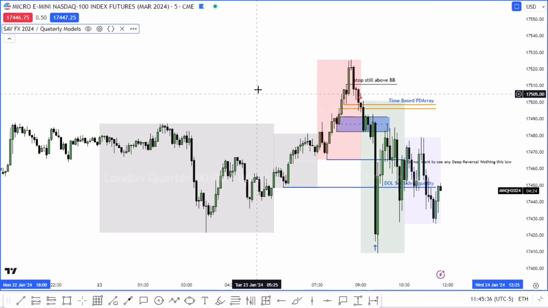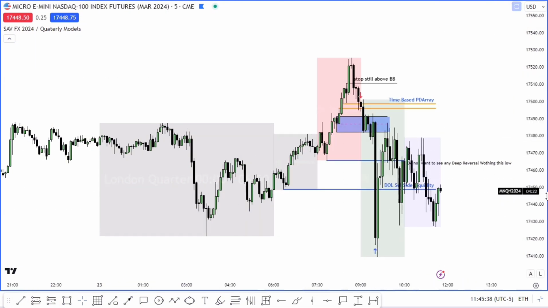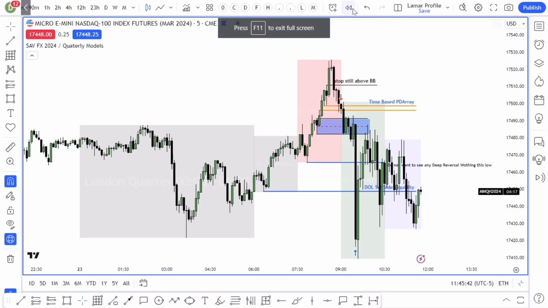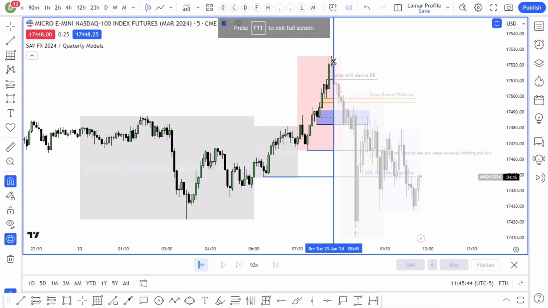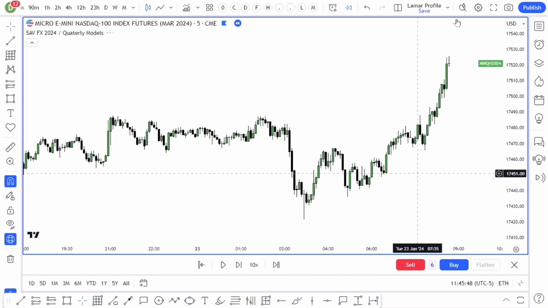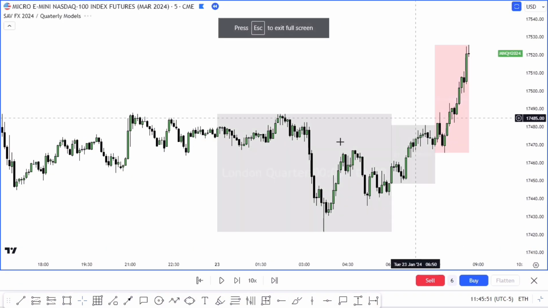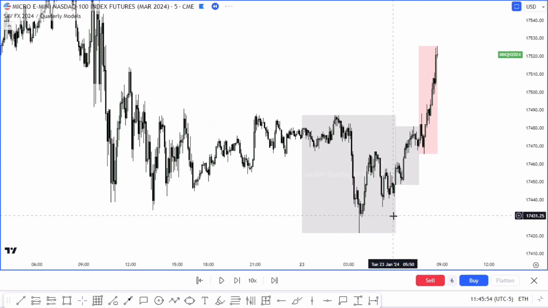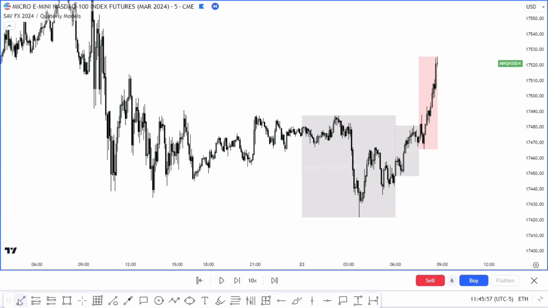If I am to break down everything, I can even use bar replay just right before then, and do it like this. So this simply was the model. Very, very simple: price sweeps the London high.